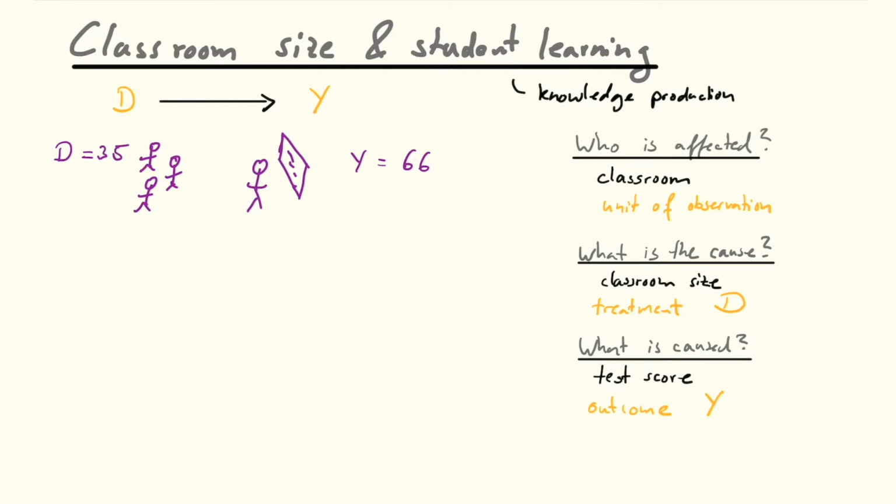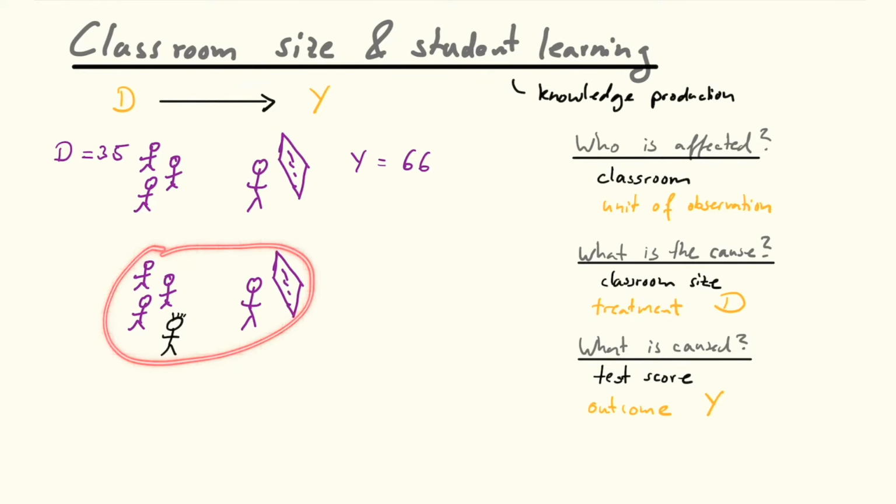Suppose that we are able to manipulate classroom size for this classroom. This means we can take this classroom and put an exact copy of this classroom down here. Then we pick a new student, little Jimmy, down here. And we move Jimmy into the class. So now there will be 36 students. This is the only change we make in this classroom. Everything else we keep equal.